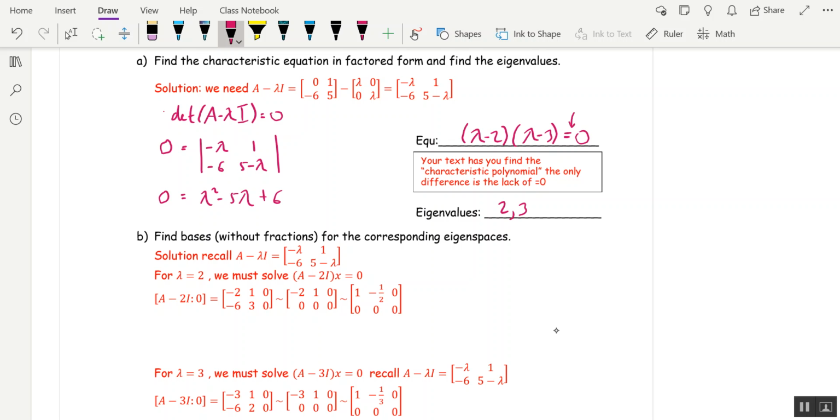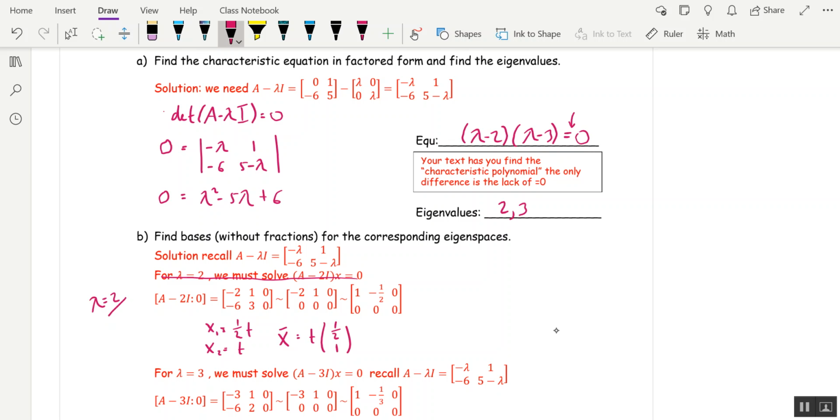If you were writing down on a test, what would I want to see? You could take that out and you could take this out because you would have had it written above, but you would just say, okay, I'm starting with lambda equal 2, and I'm going to reduce A minus 2I augmented with 0. And you go ahead and do that, which I did, and I get x2 is t, and x1 is 1/2 t. So my solutions look like t times 1/2, 1. So my basis vector, there would be one vector in the basis, and it would be 1/2, 1. But I want no fractions.